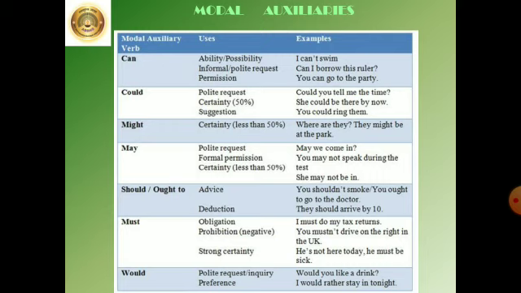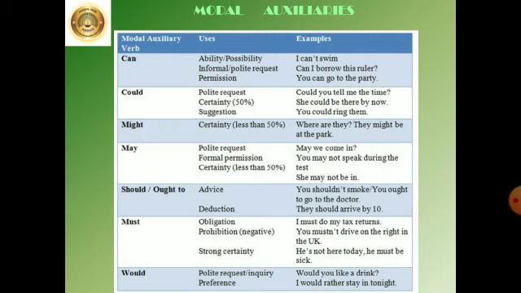What are the functions of each modal auxiliary? Can, I want you to repeat after me. Can: ability, possibility, request, permission. So there are 4 functions or uses of can.